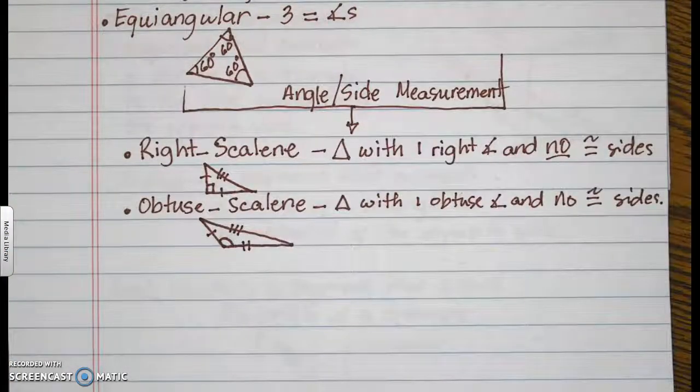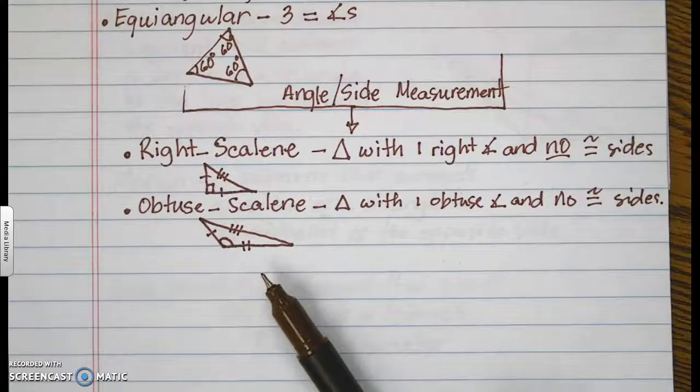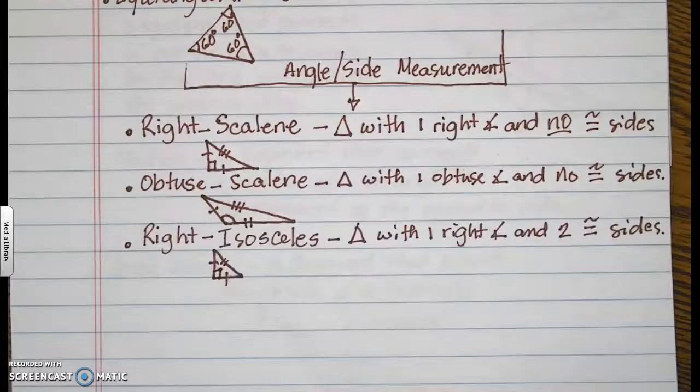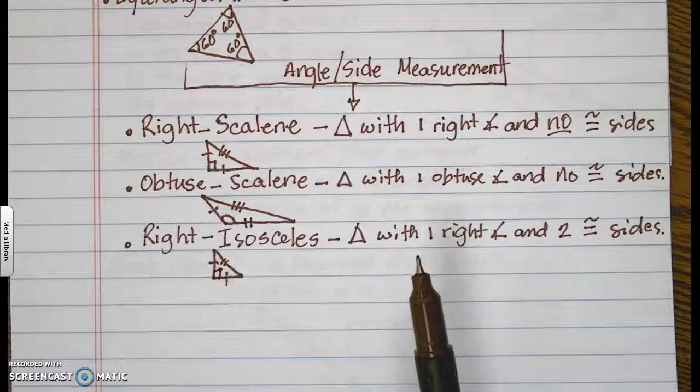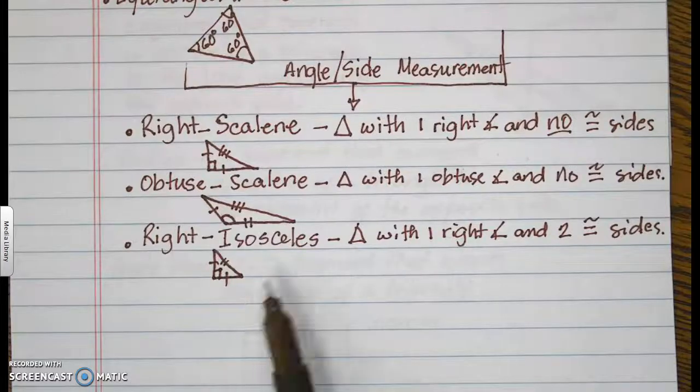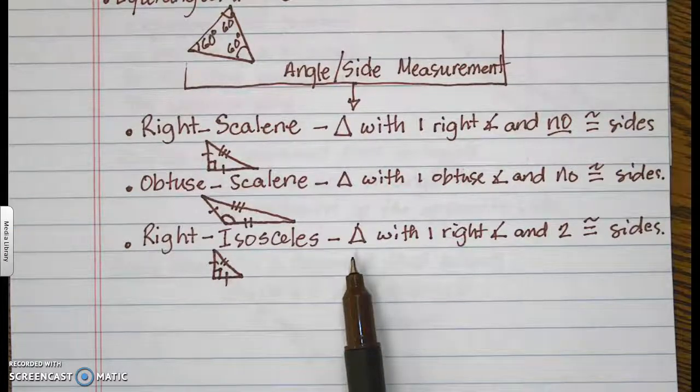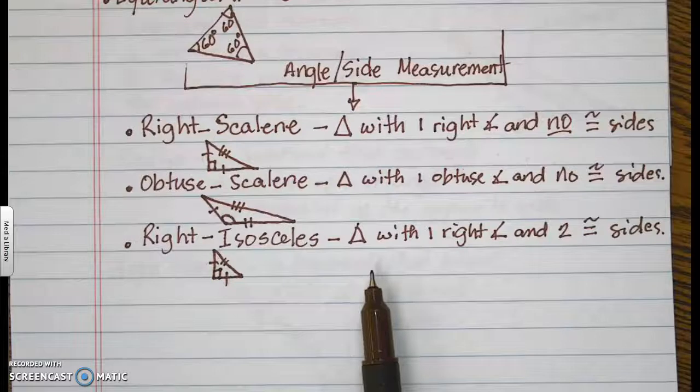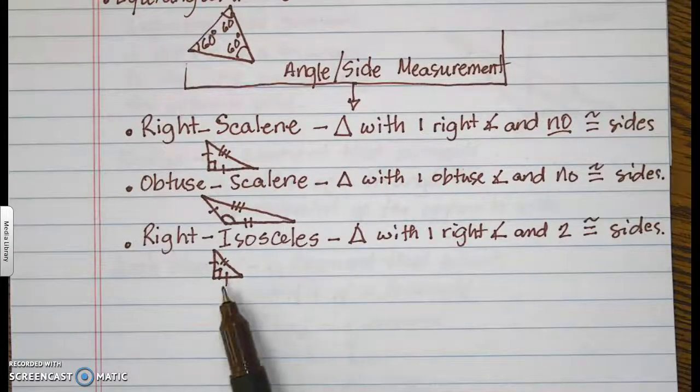The next type of angle side measurement triangle is the obtuse scalene. An obtuse scalene is a triangle with one obtuse angle and no equal sides, such as this example I'm giving here. The third type of angle side measurement triangle is the right isosceles triangle. A right isosceles triangle is a triangle with one right angle and two congruent sides, such as this one. You see the right angle there, these two legs are congruent and the hypotenuse is longer than the two legs.